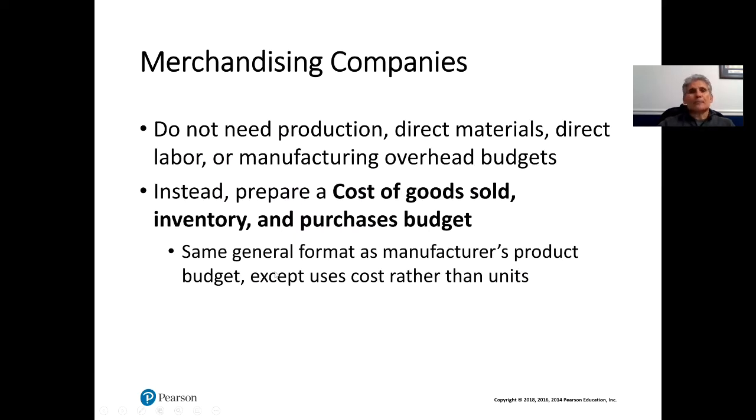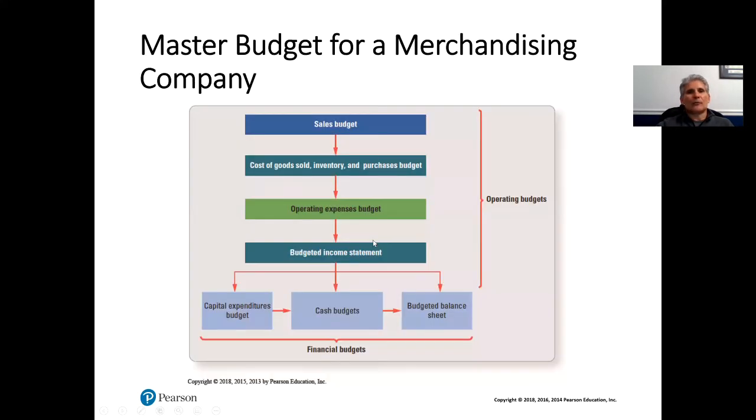Now for a merchandising budget, it's still a little simpler than what we've already come up with. But we're not so worried about production in the context of direct labor and direct materials, or manufacturing overhead, because we buy our products. It comes as a finished product, so we buy and sell. Instead, we're going to go ahead and prepare the cost of goods, inventory and purchases budget. We've done that already as well.